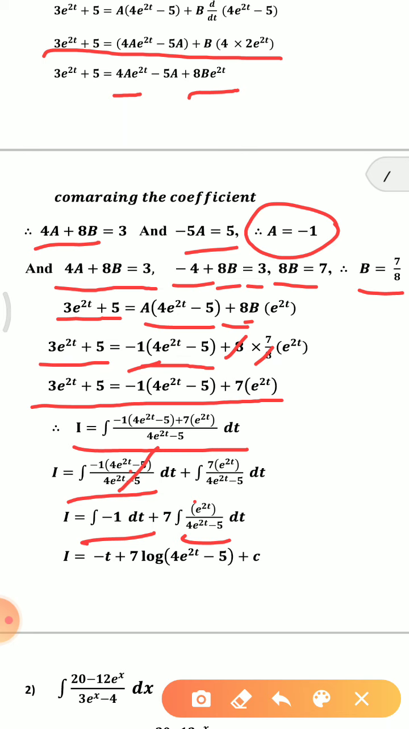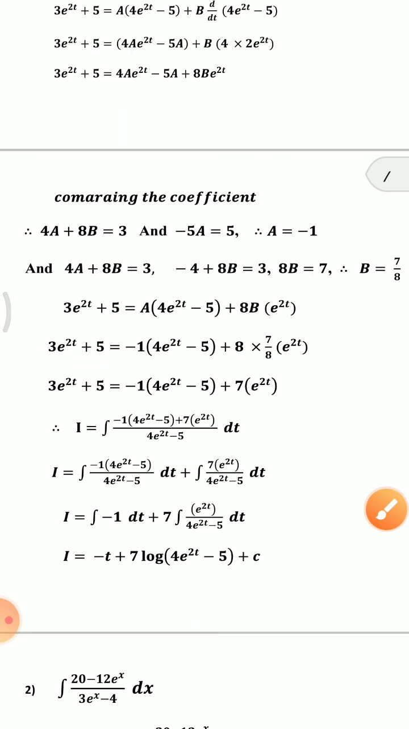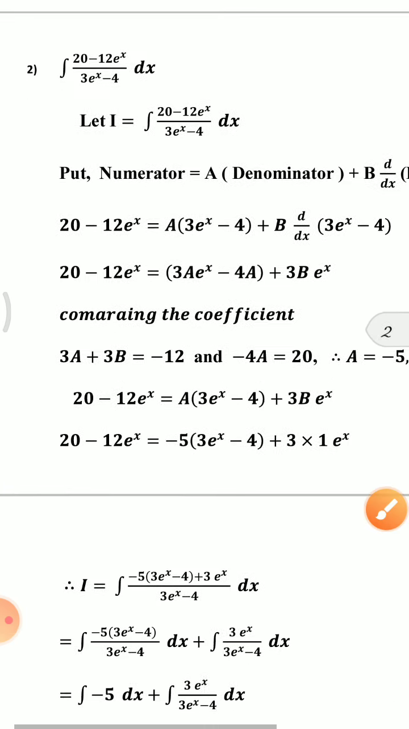So I is equal to minus t, that is the integration of −1 dt is −t, plus 7 log of (4e^(2t) − 5) plus c. This is the integration we had to find. Let us see the next question, question number 2.